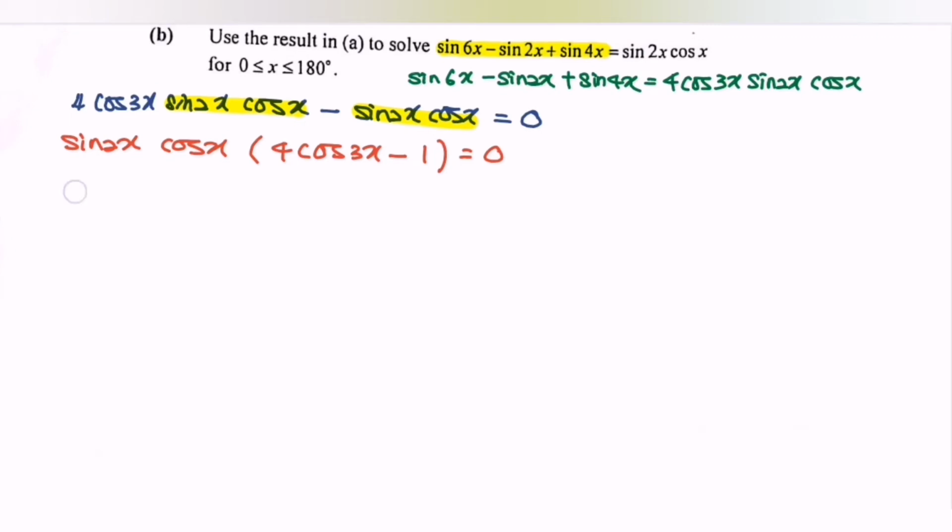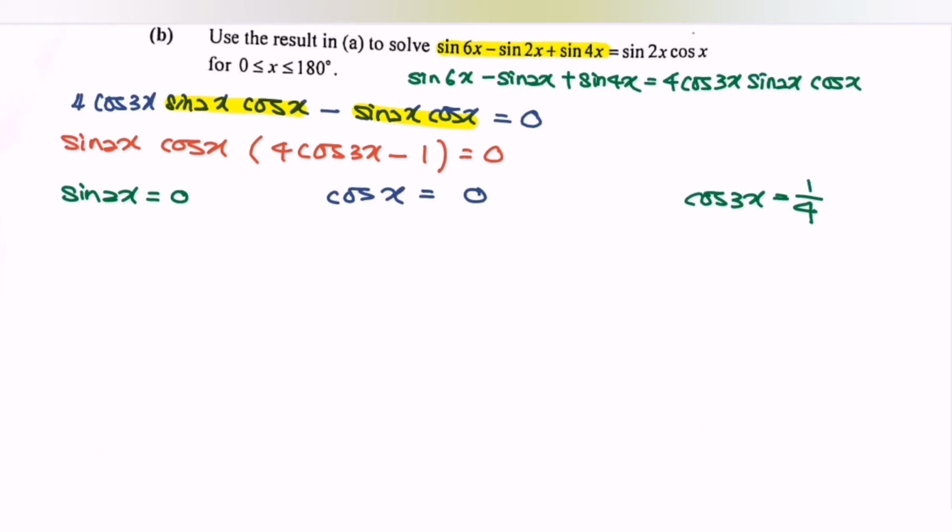Number 1, we have sine 2x equals 0. Number 2, we have cos x equals 0. Number 3, we have 4 cos 3x minus 1 equals 0, and we rewrite the equation, so cos 3x equals 1 over 4. So we have 3 types of solution. Next, focus one by one.